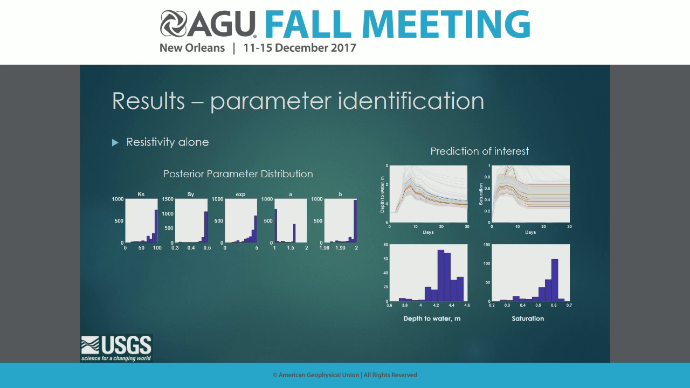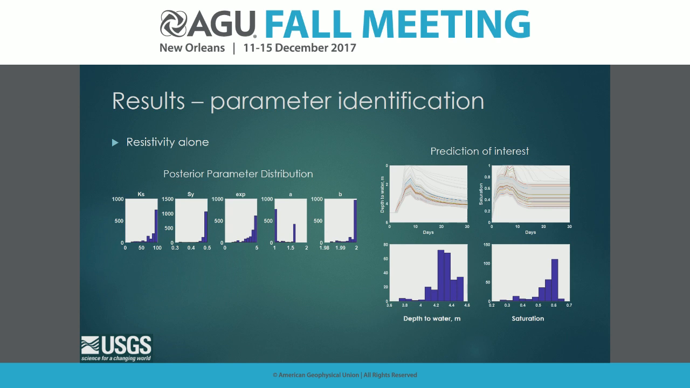Nonetheless, if we look at our predictions of interest, they're actually not that much different than indicated by the gravity data. We see a slightly deeper predicted depth to water. Instead of a peak at 3.9, it's 4.3. Saturation is similar. Just looking at these plots, it seems like it's more well constrained, but it's not necessarily a good estimate.